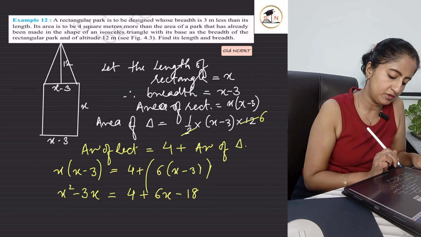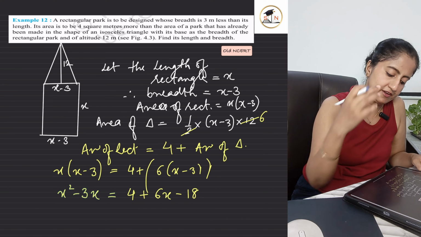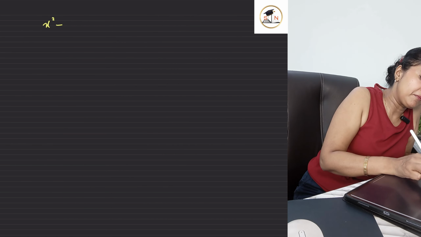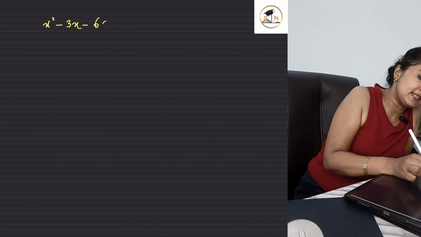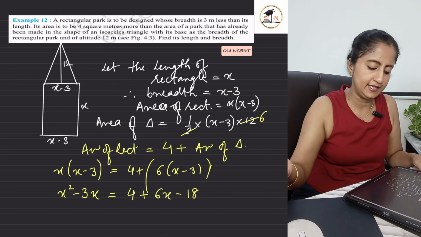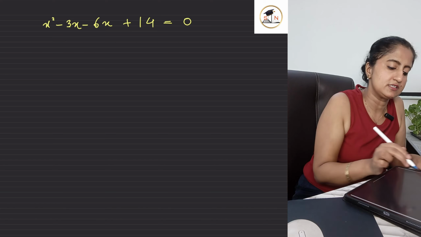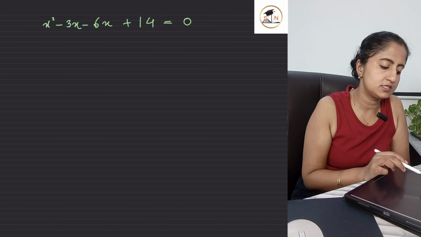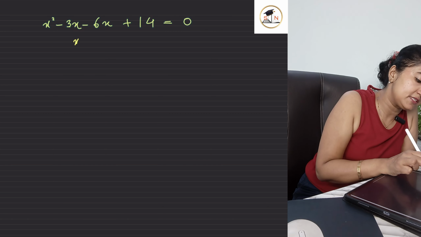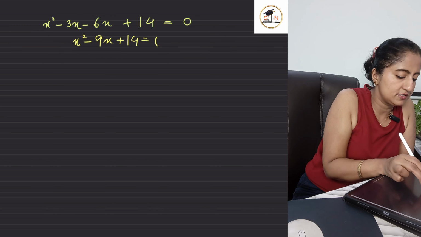We need to form a quadratic equation. So let's start with that and simplify on the next page. We are getting x square minus 3x minus 6x, and we had 4 minus 18, that is minus 14 on the right. So when we get it on the left, it becomes plus 14 equals 0. We are inching towards forming the standard form of a quadratic equation. It becomes x square minus 9x plus 14 equals 0.